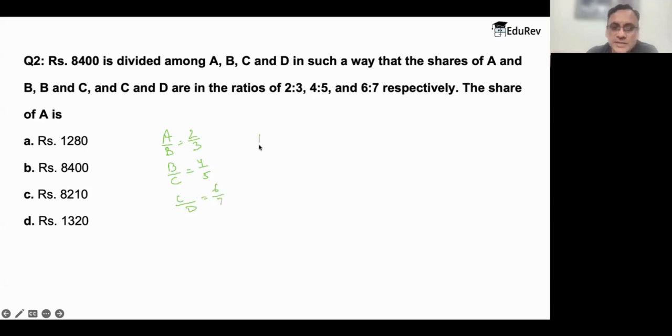If you remember from the previous class, A is to B is to C is to D. For A, I will take all the three numerators, so 2 into 4 into 6. For B, I'll take the first denominator and two numerators, so 3 into 4 into 6. For C, I will take two denominators, so 3 into 5, and the third numerator, 6. And for D, I will take all the three denominators, 3 into 5 into 7. Hope you remember this.